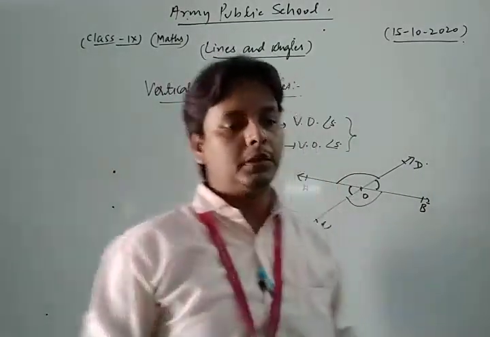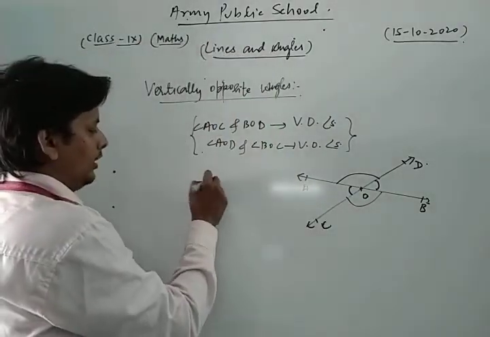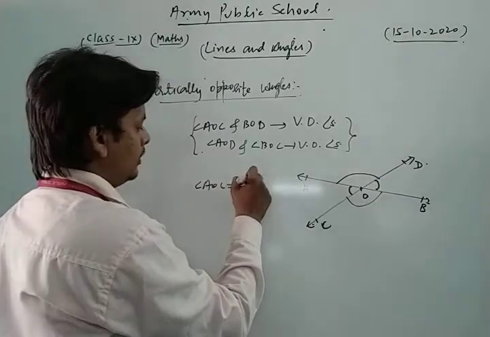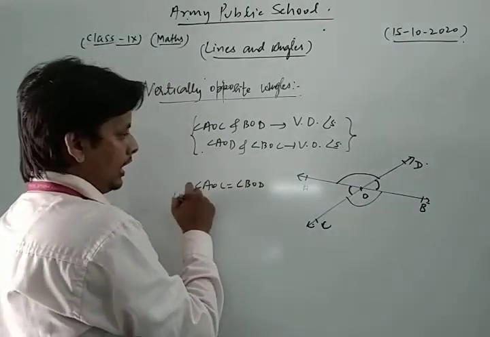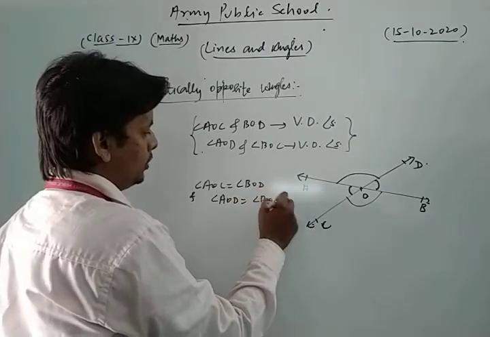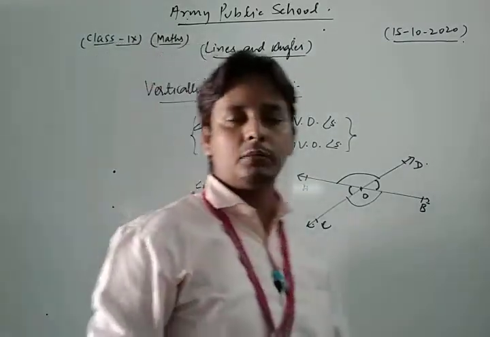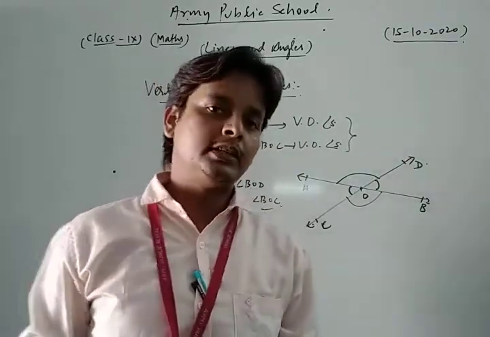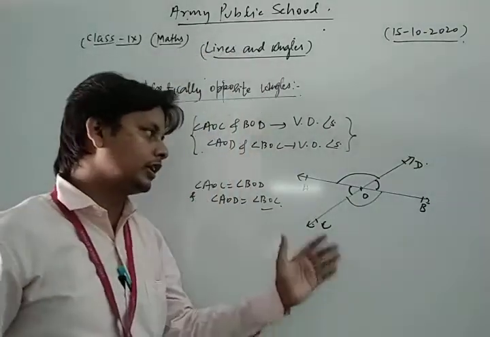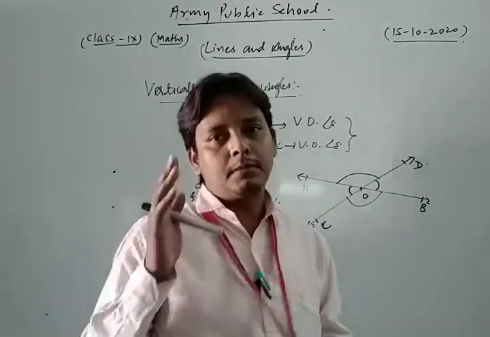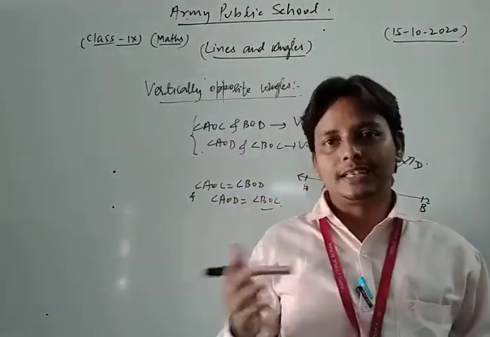One of the most important relations between them, dear students, is that vertically opposite angles are equal to each other, means angle AOC is equal to angle BOD, and angle AOD is equal to angle BOC. Thus, this is one of the most important results. Always keep in your mind that the vertically opposite angles are equal to each other. So these are some important basic concepts of that chapter.